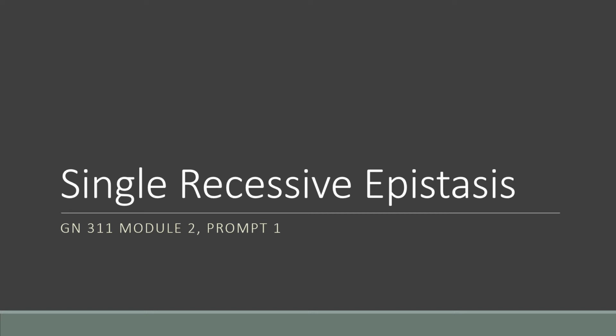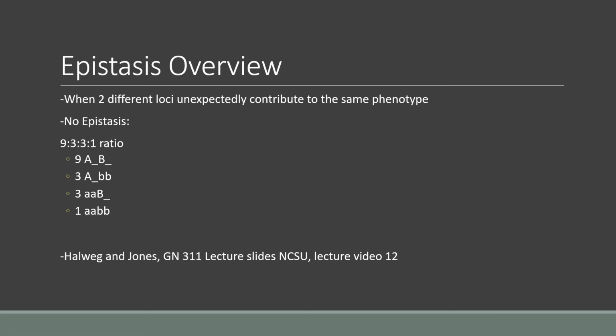So I'm going to explain single recessive epistasis. To define epistasis, it is when two different loci unexpectedly contribute to the same phenotype. When you don't have any epistasis, you'll expect to see a 9:3:3:1 ratio between these four genotypes. This information comes from the lecture slides, specifically lecture video 12.